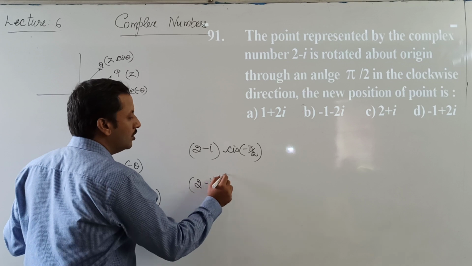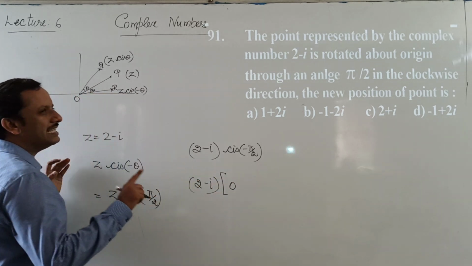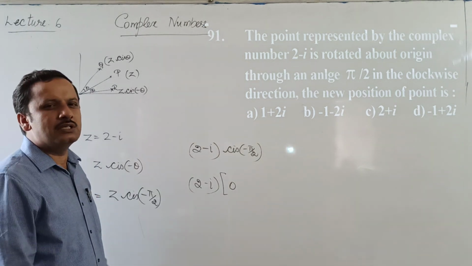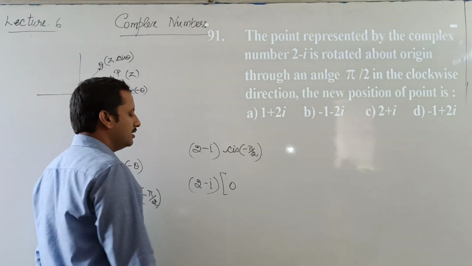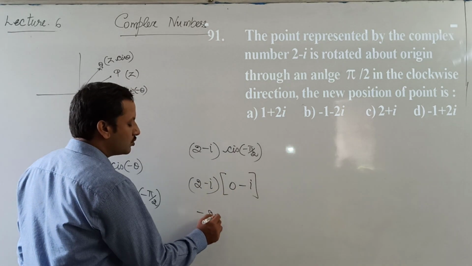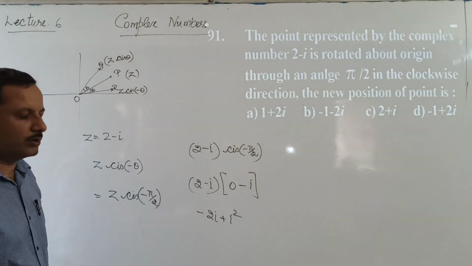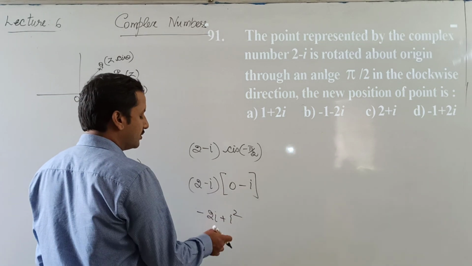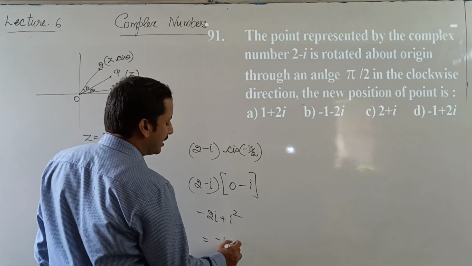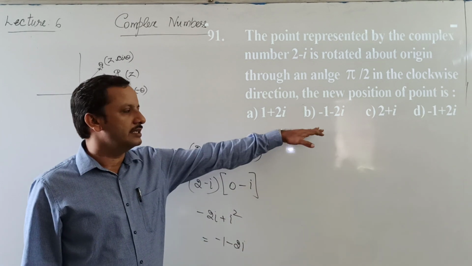That will give you cos of minus pi by 2, which is cos pi by 2, that is 0, plus i sin of minus pi by 2. Sin of minus pi by 2 is minus 1, so minus i multiply (2 minus i) gives minus 2i plus i square. Okay? Plus i square is minus 1. So answer is minus 1 minus 2i. Do we have this option? Yes, we have. Second option.